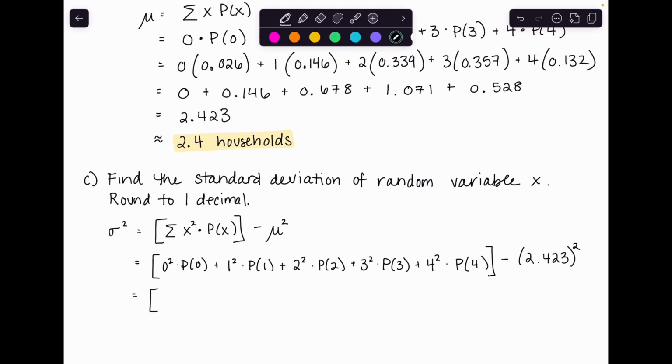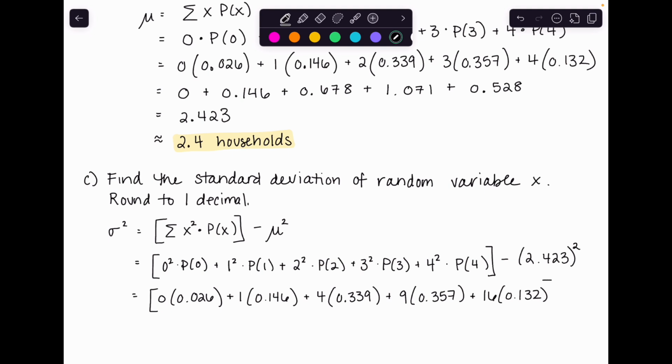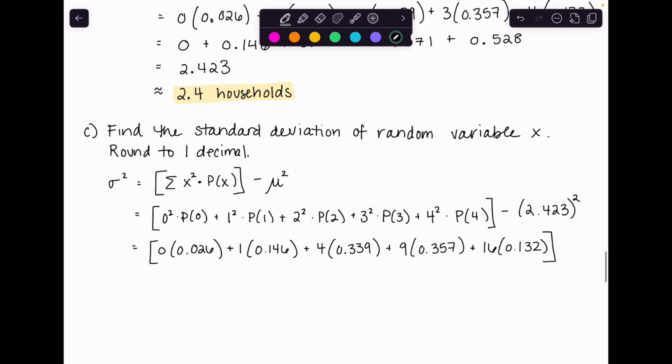So this is 0 squared, which is 0 times 0.026. 1 squared is 1 times 0.146. 2 squared is 4 times 0.339. 3 squared is 9 times 0.357. And 4 squared is 16 times 0.132. And then if you plug in 2.423 squared, I don't have room at the end, but we're going to subtract 5.870929.